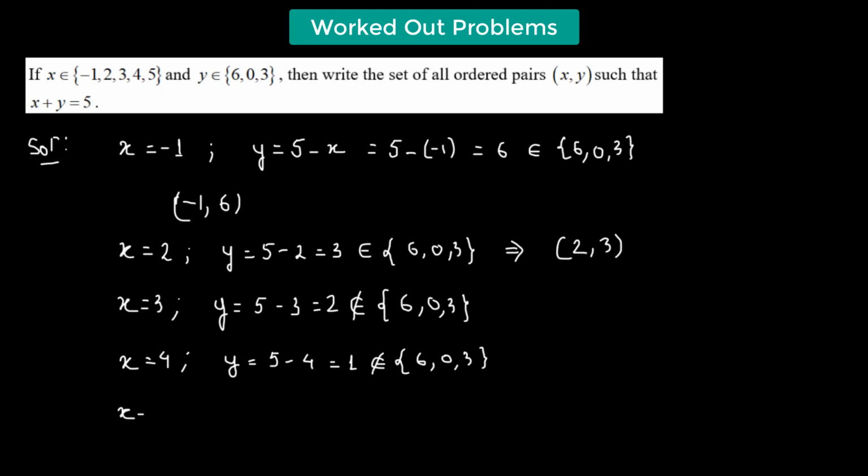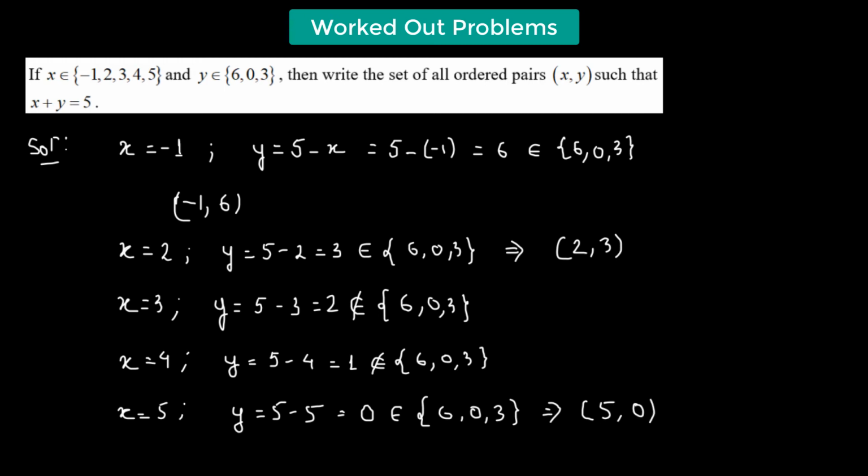And for the final element, we have x equal to 5. So that gives us y equal to 5 minus 5, which is equal to 0. And now we have this element belonging to the set 6, 0, 3. So this implies that the ordered pair 5 comma 0 is valid.